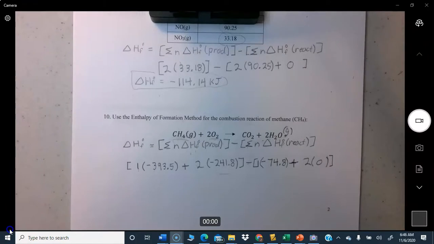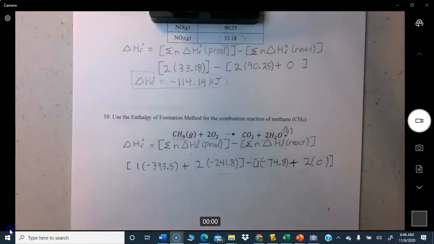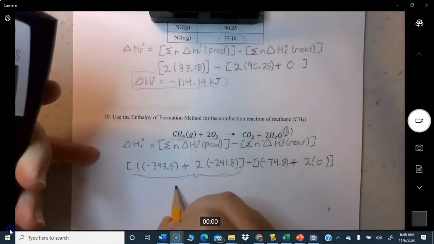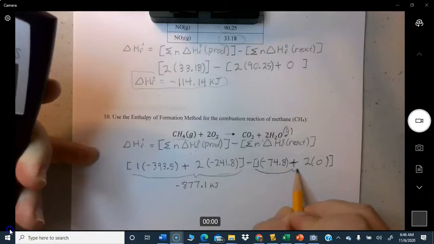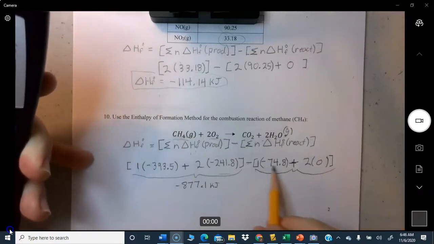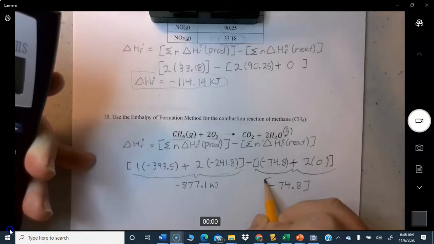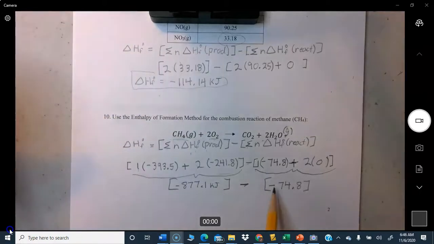Alright, so here we go. You've got to watch out. Don't get twisted around on your negative signs here. I would do this side and then this side. Okay, and for this side right here, the product side, I get negative 877.1 kilojoules. Now let's do this side. Well, that's pretty easy. It's negative 1 times that and then 0, so it's going to be negative 74.8. Again, keep them in the square brackets like that, because now you have a minus sign right here, so a minus a negative is going to turn it into a plus sign. Okay?